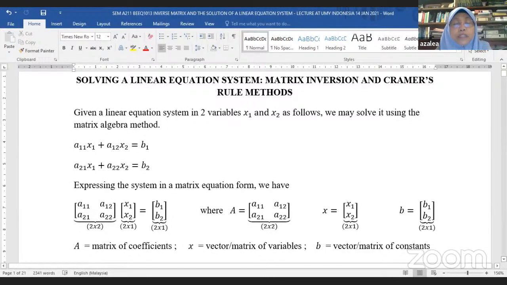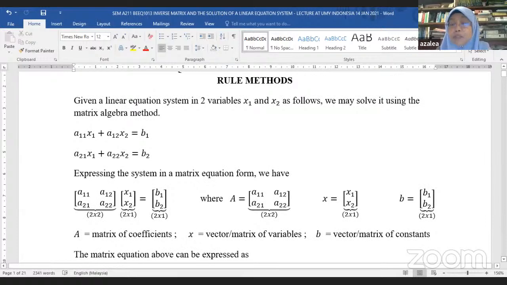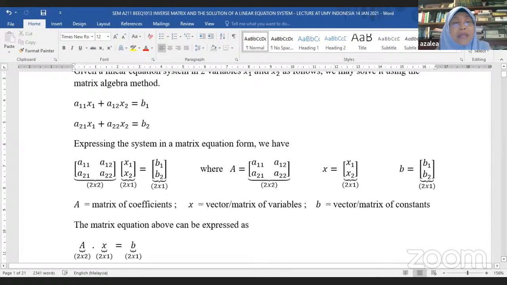Given a linear equation system in 2 variables, x1 and x2, we may solve this system using the matrix algebra method. Written in array form, we have A11 x1 plus A12 x2 equals B1, and the second equation, A21 x1 plus A22 x2 equals B2. Expressing the system in matrix equation form, we have matrix A times matrix X equals matrix B. X is a column vector, with 2 rows and 1 column. B is also 2 rows with 1 column.